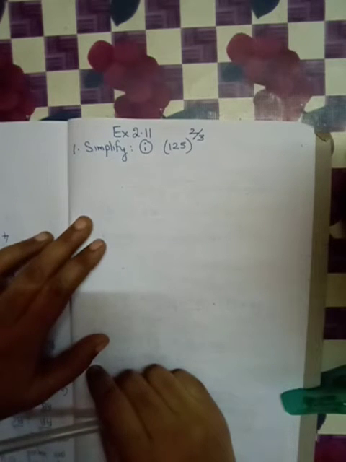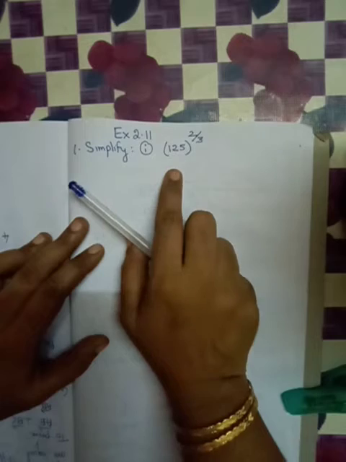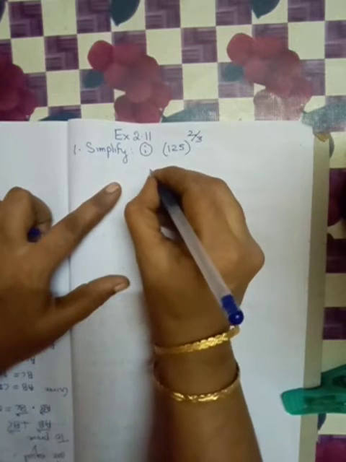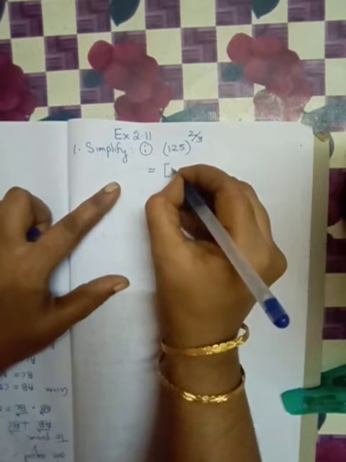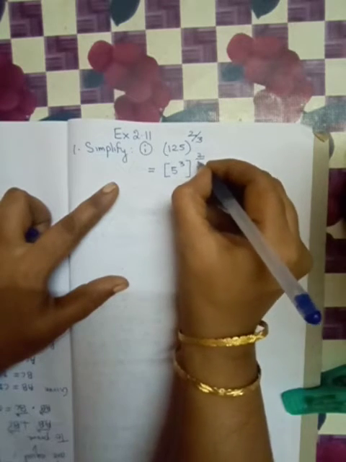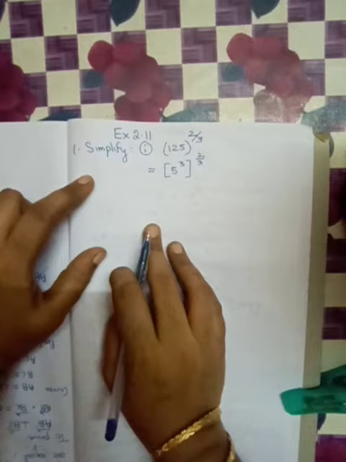Exercise 2.11, first question, simplify. You have to simplify 125 to the power 2 by 3. This 125, I can write it as 5 cube because if you multiply 5 three times, 5 into 5 into 5, you get 125.